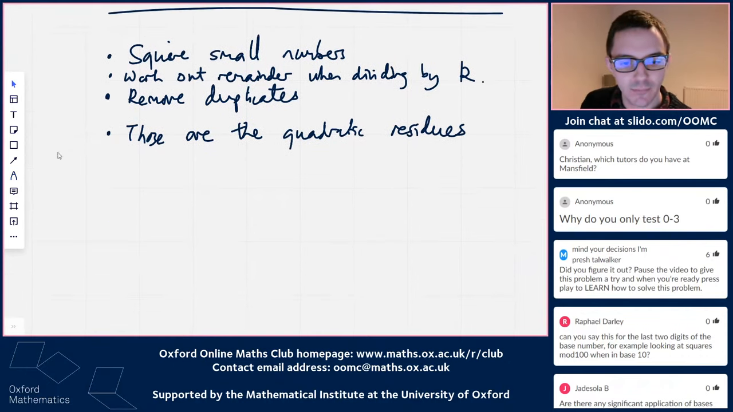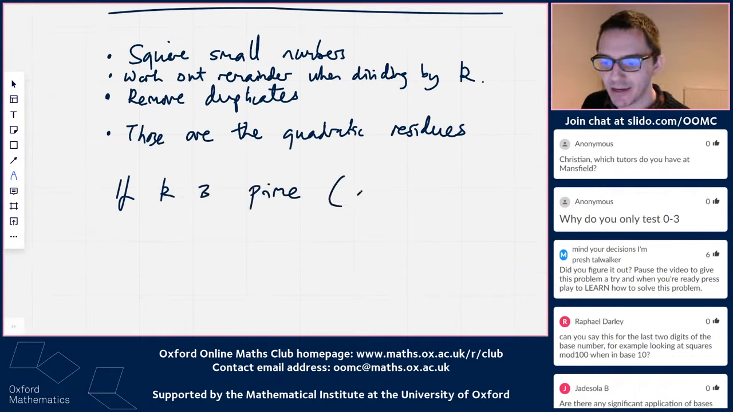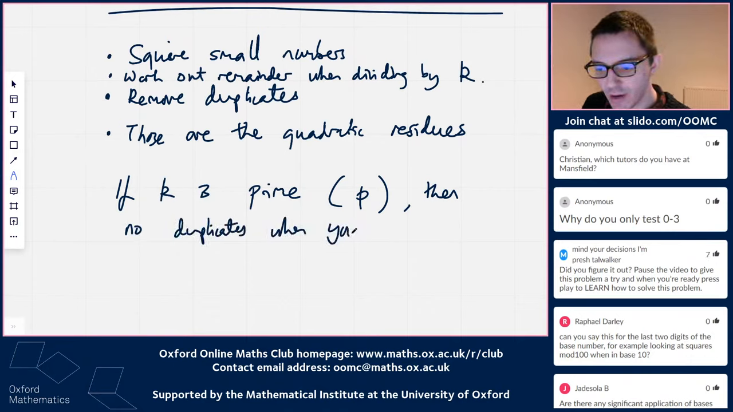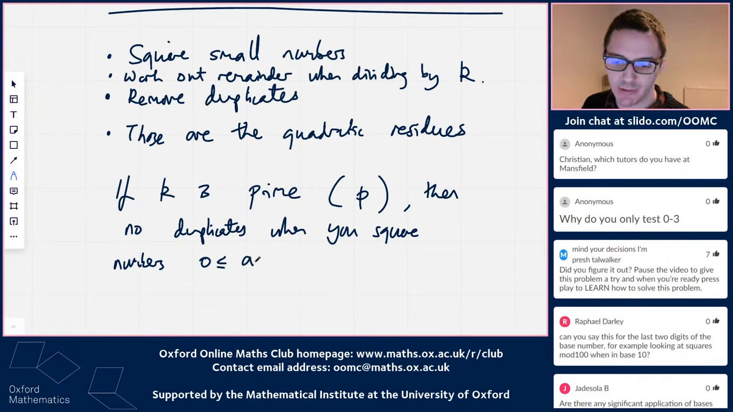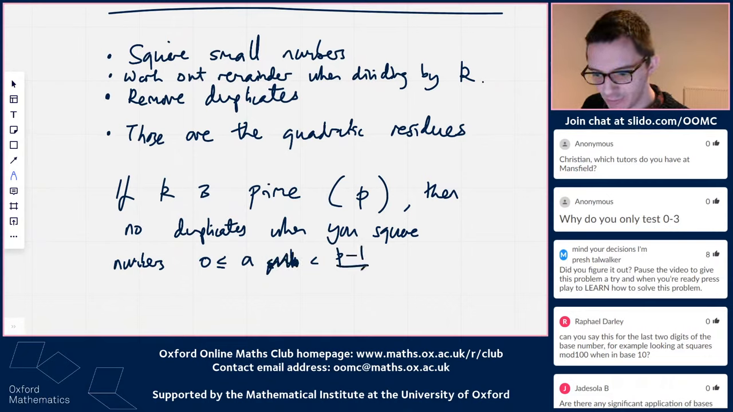Okay, I'd like to do one quick thing here. If k is prime, I guess we'll write p instead of k, then you get no duplicates when you square the numbers a with naught less than a, less than b, up to p minus 1 over 2. I guess I want this to be an odd prime.